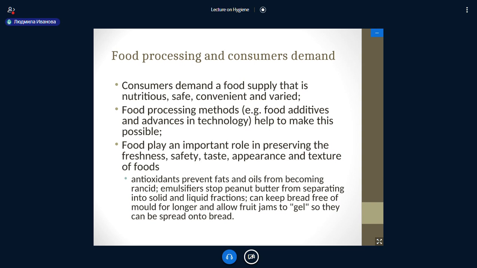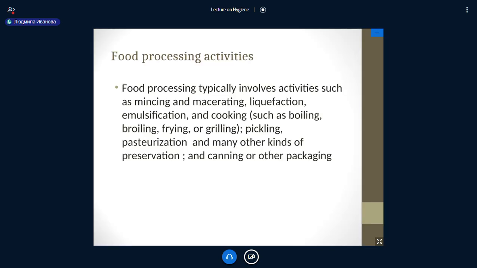And additives play an important role in preserving freshness, safety, and taste. So, here are examples. Antioxidants, for example, prevent fats and oils from becoming rancid. Emulsifiers stop peanut butter from separating into solid and liquid. Preservatives keep bread free of molds for longer, and gels, so you can spread it on bread. That's why it's important that people read the label on the packaging. But this is unavoidable. Without the additives, it's not possible to ensure the quality of this processed food.